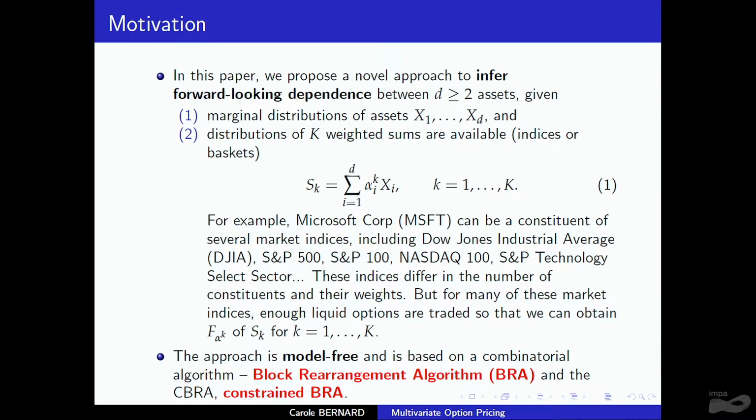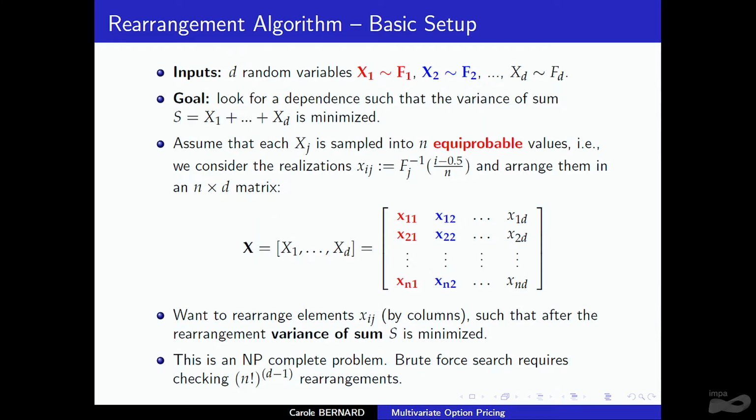So now we have K distributions of weighted sums that we actually include. So what is this block rearrangement algorithm? Quickly, it builds on an algorithm that was developed at the beginning to minimize the variance of the sum of random variables. So it was outside the finance world, more in the statistics world, where the question was: I know the margins, I'm looking at the sum, and I want to know what dependence minimizes the variance of the sum.